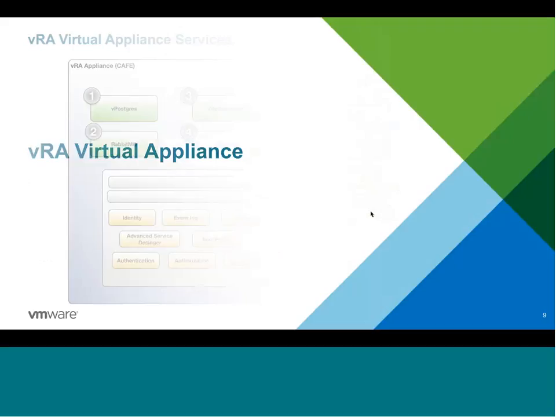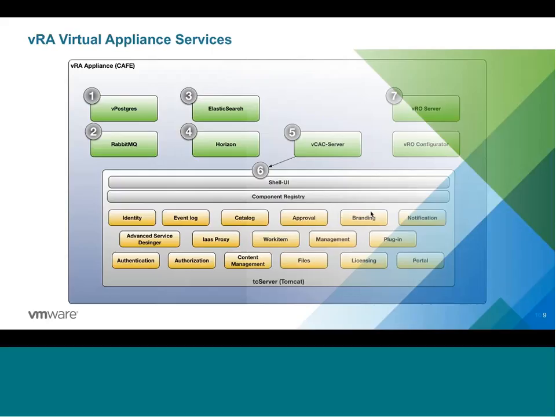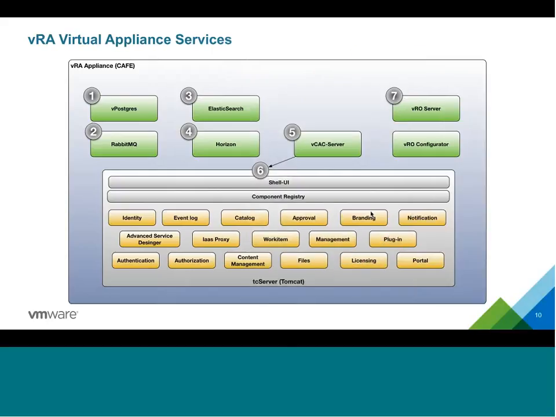Inside that appliance, typically you have these services. The first one is the vPostgres database. The second one is RabbitMQ. What it does, we will talk about in a bit. Then Elasticsearch, Horizon for your identity manager, the vCAT server, that's the main server, the vRO server, and the vRO configurator, the one you use for configuring the vRO server. Then Shell UI is the basic UI, or the web pages, served from the Cafe appliance. And then you have the component registry.